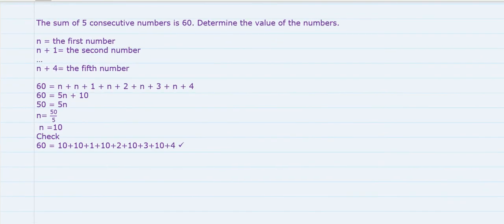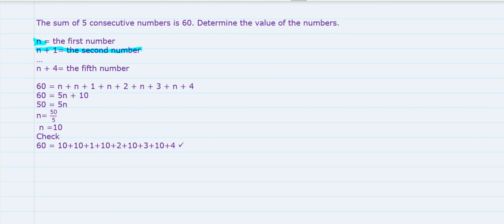Another tricky one that you might come across is something like this. The sum of 5 consecutive numbers is 60. Determine the value of the numbers. So what you need to do is just think, well, the first number is what we're going to start off with. Now, consecutive means they're in order after each other. So the second number is going to be n plus 1. The third number will be n plus 2, and so on. And so that's what you can see here.